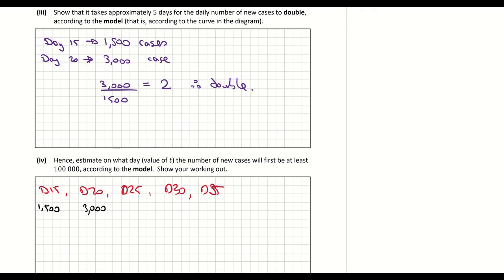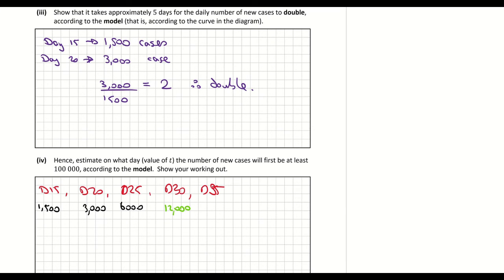Now, from there on up, well, actually, can I read 25? I can read day 25. It looks just above the 6,000, so I'm going to keep it at just 6,000. These could be 3,100, 6,200, but it looks about that. That's as far as my graph goes. From here on in, I'm assuming, going from part 3, that it doubles. So it's now going to double to 12,000. Again, that's me just multiplying by 2.